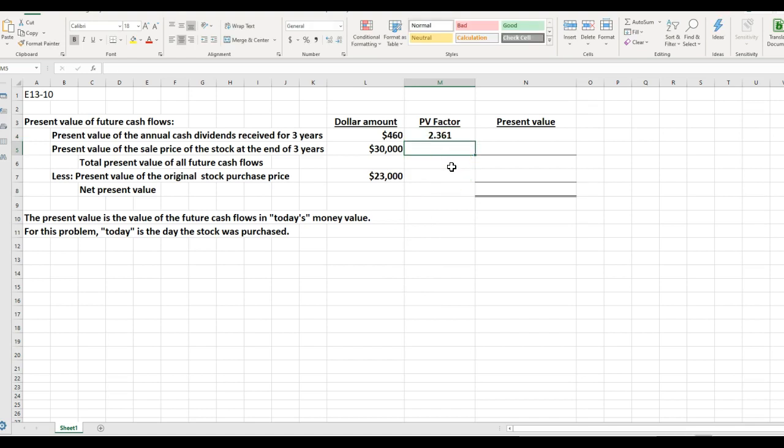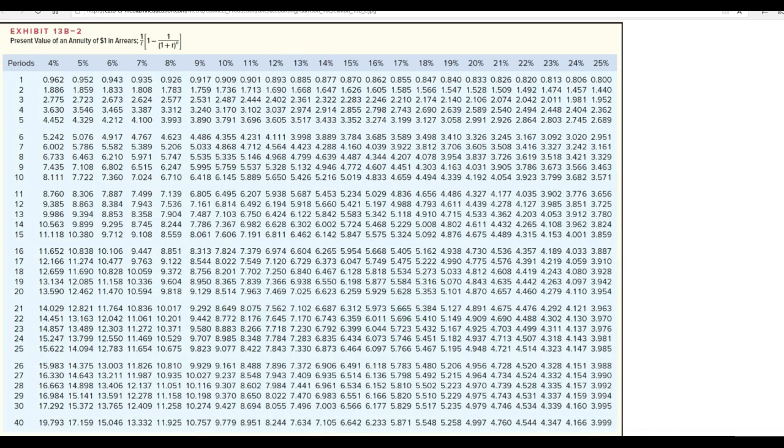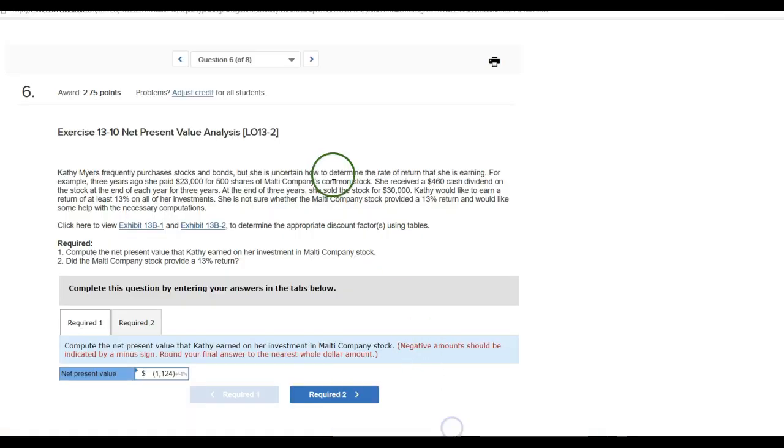Now we need to find the factor for one lump sum in the future. Remember that $30,000 is not $30,000 each year. It's $30,000 at the end of the 3-year period. So going back to the problem, we need to use Exhibit 13B1.